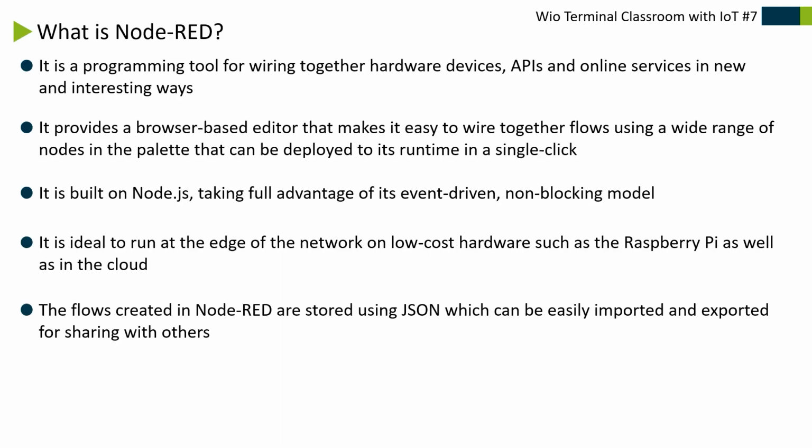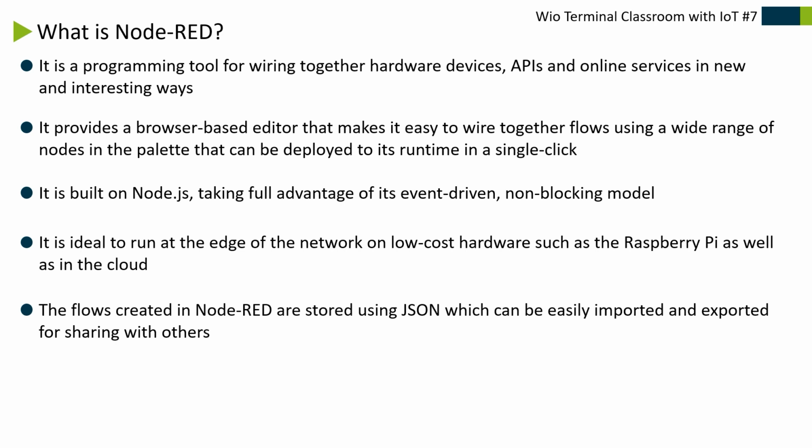What is Node-RED? Node-RED is a programming tool for wiring together hardware devices, APIs and online services in new and interesting ways. It provides a browser-based editor that makes it easy to wire together flows using a wide range of nodes in the palette that can be deployed to its runtime in a single click. It is also built on Node.js, which means you can take full advantage of its event-driven, non-blocking model. It is ideal to run at the edge of the network on low-cost hardware devices such as the Raspberry Pi, and also in the cloud.